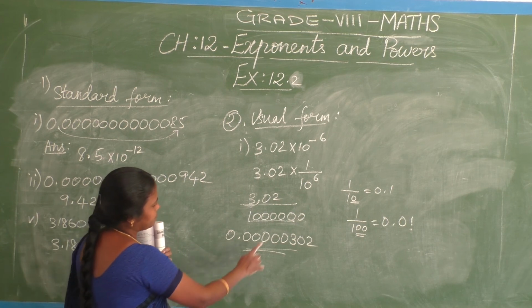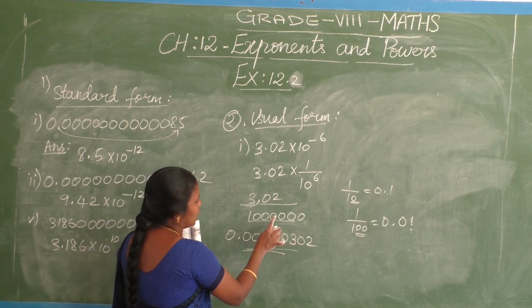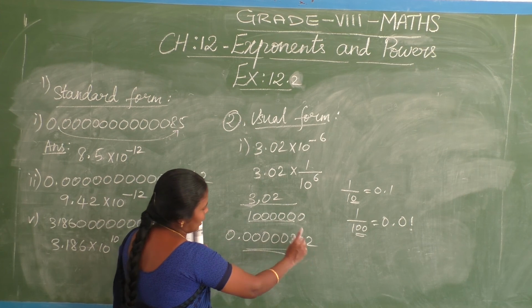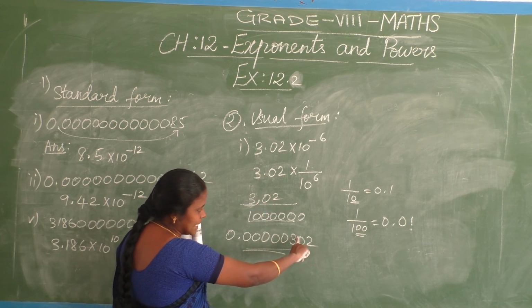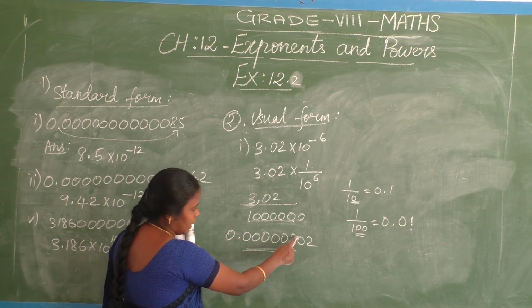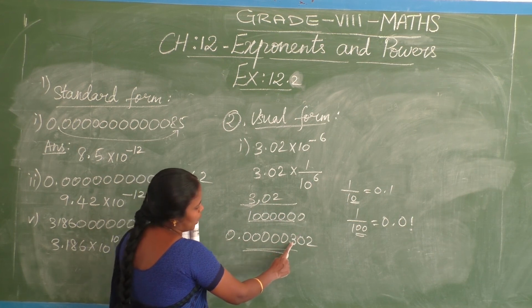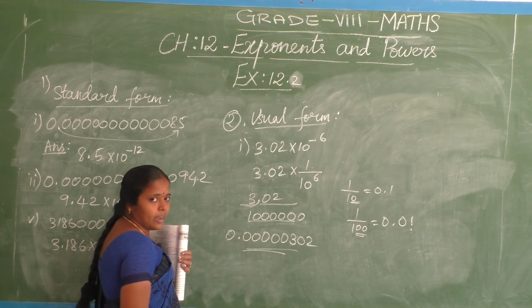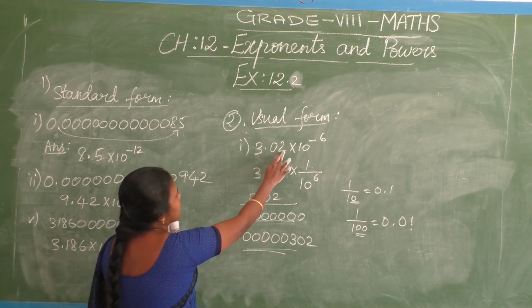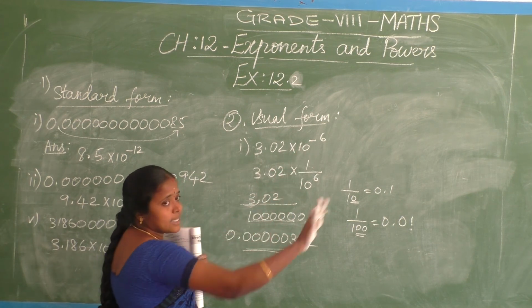Clear, children? 6 zeros, 1, 2, 3, 4, 5, 6. So our original point in the question is here. You have to move the point 6 digits from there to the left. 1, 2, 3, 4, 5, 6. This is the way of keeping it. See, 3.02 into 10 power minus 6 is the standard form.